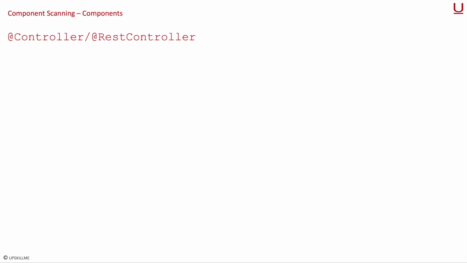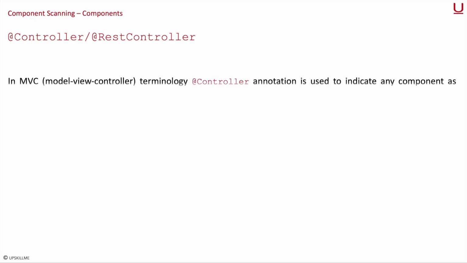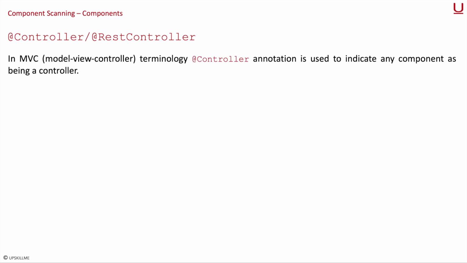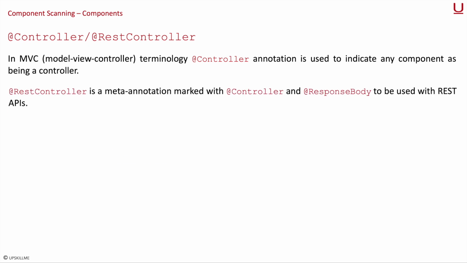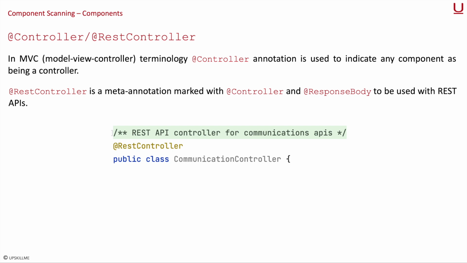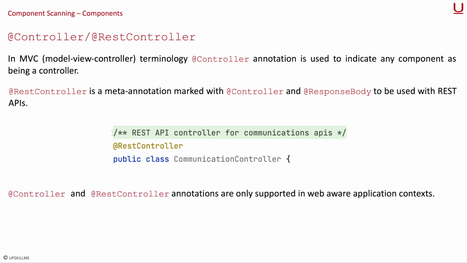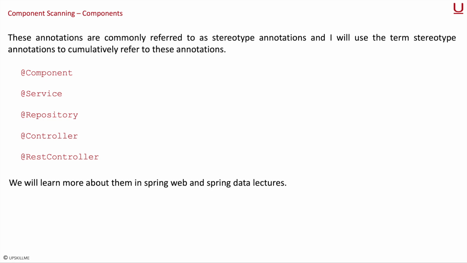In MVC terminology, controller annotation is used to indicate any component as being a controller. REST controller is a meta-annotation marked with controller and response body to be used with REST APIs. Controller and REST controller annotations are only supported in web-aware application context. These annotations are commonly referred to as stereotype annotations, and I will use the term stereotype annotations to cumulatively refer to these annotations. We will learn more about them in Spring Web and Spring Data lecture series.